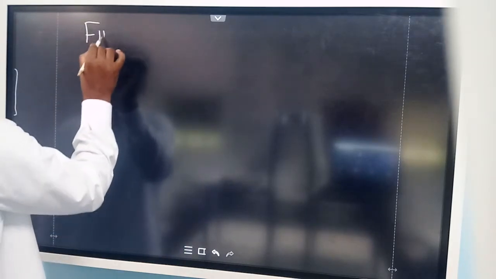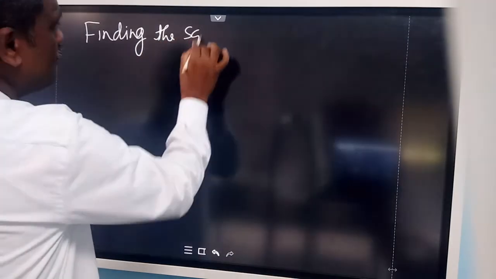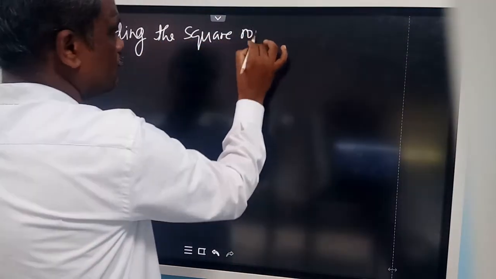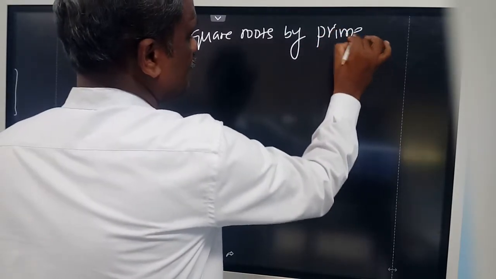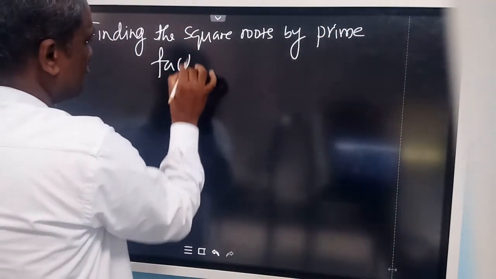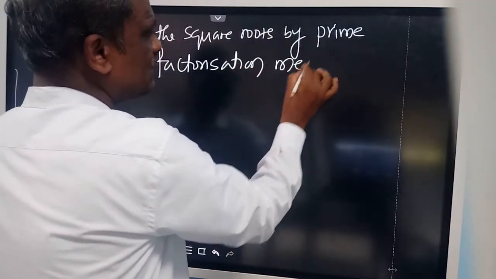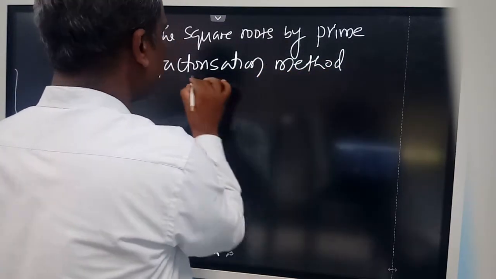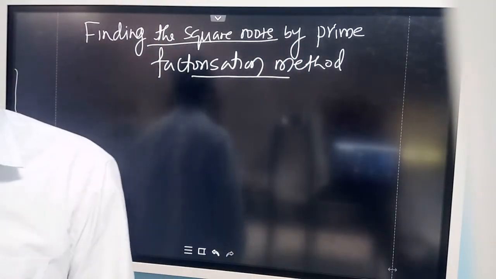So let's go to another method, finding the square root through prime factorization. You can write, finding the square roots by prime factorization method. Prime factorization method means you should use only prime numbers. Prime numbers, we know, are numbers having only two factors.